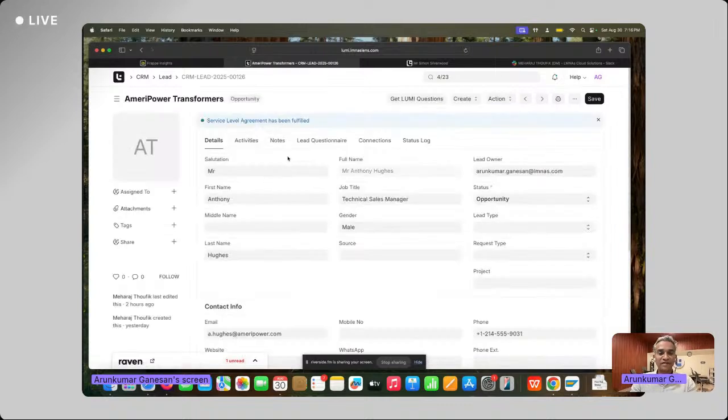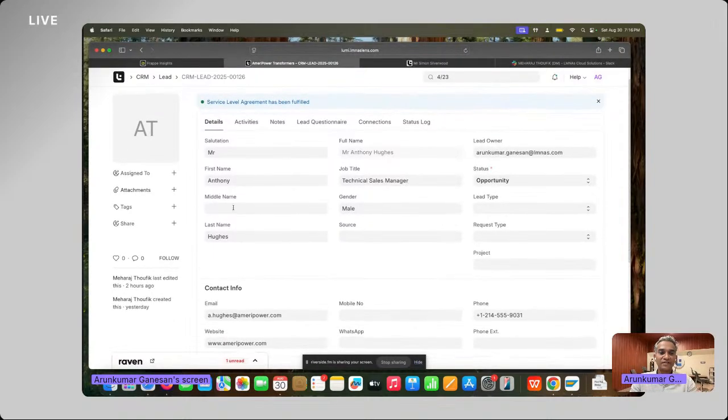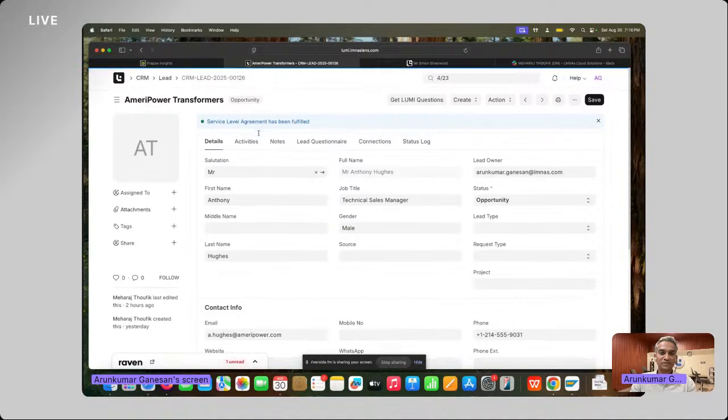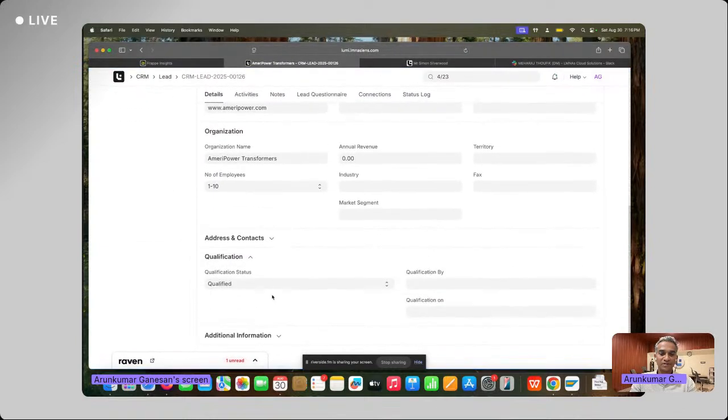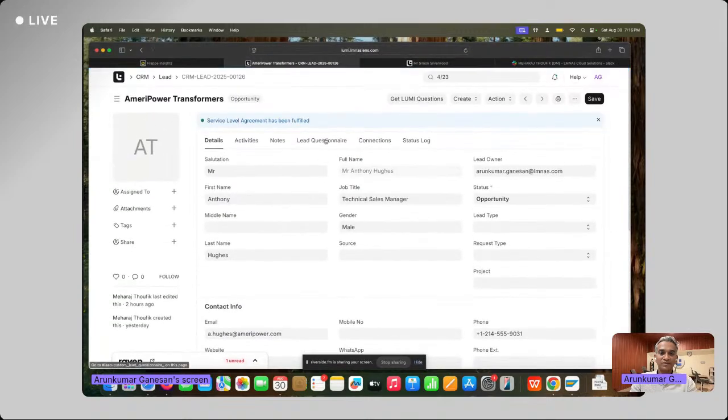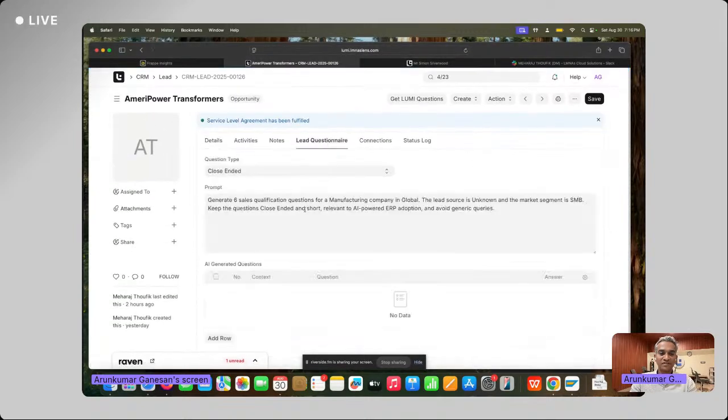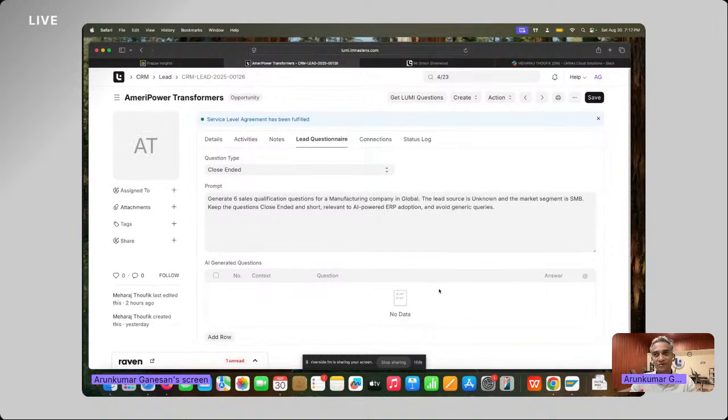the key entry point of our CRM funnel, and we had nice little information about the qualification procedures, right? So whether it is qualified or not, and to qualify that we have the lead questionnaire, which will take care of automatic questionnaire generation, and then help the sales manager or sales team to get the questions before they get into the customer's meeting.